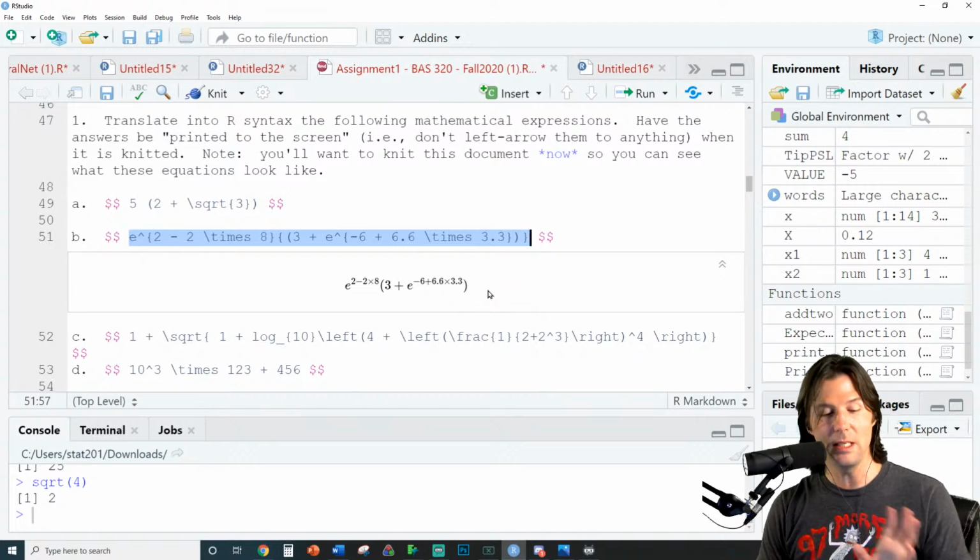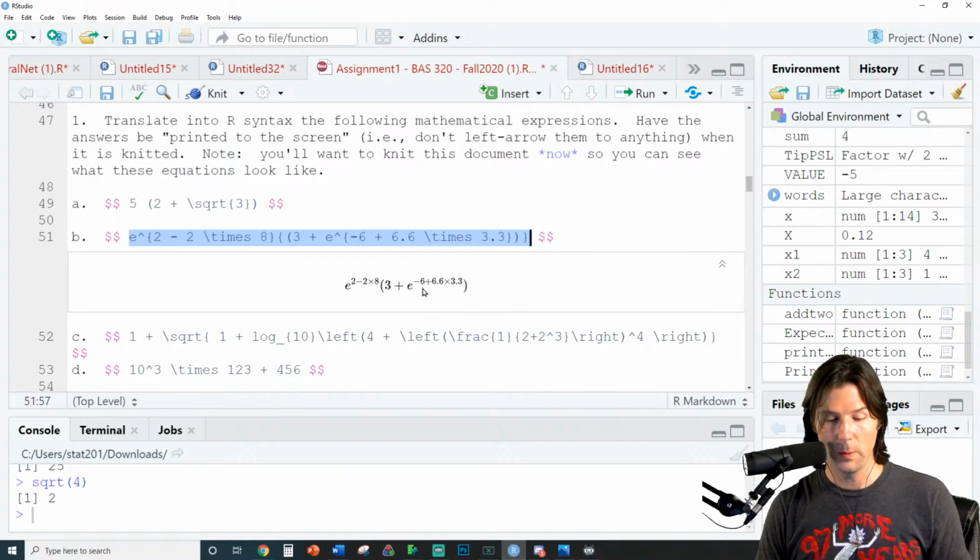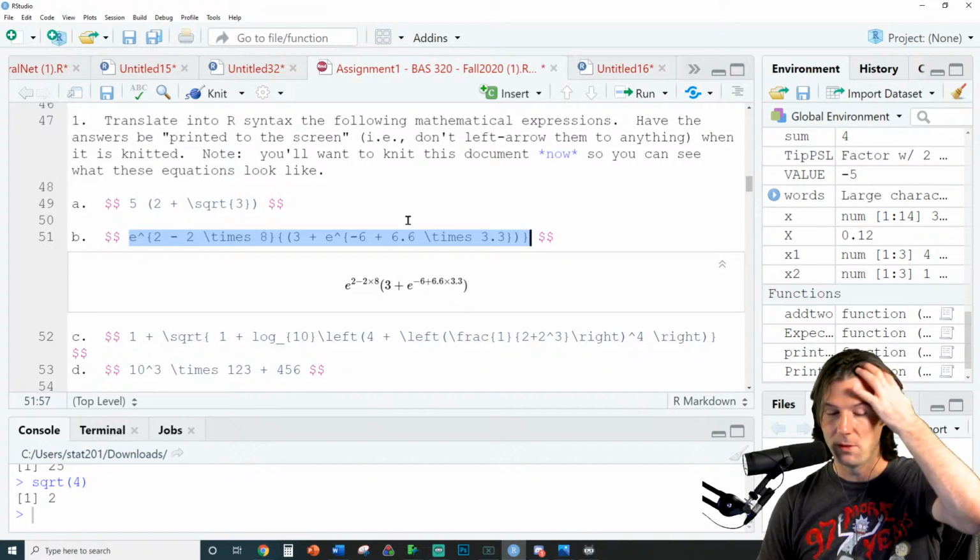But think about what the easiest parts of this are to write. We have -6 plus 6.6 times 3 times 3.3. So that's not too crazy. Frankly, I wouldn't even copy this. I was about to, but I wouldn't do that.